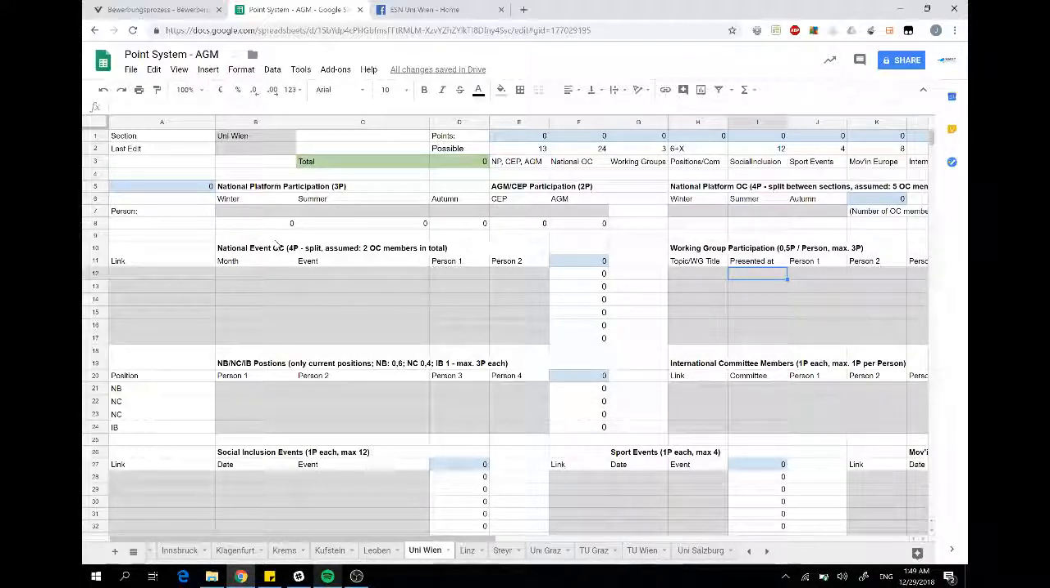So first of all, there's a lot of things you can get points for. The first one is attending national platforms, the TEP and the AGM. So if you've attended a national platform, your section is attended, all you do is you put the name of the person who attended it. One name is enough because you only get the points once for these.